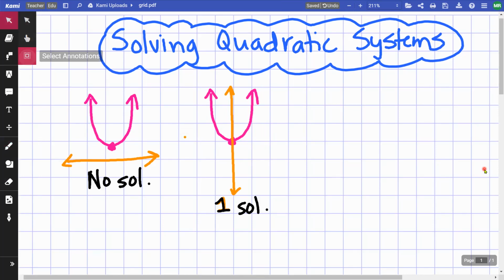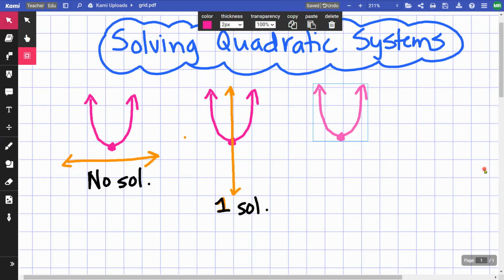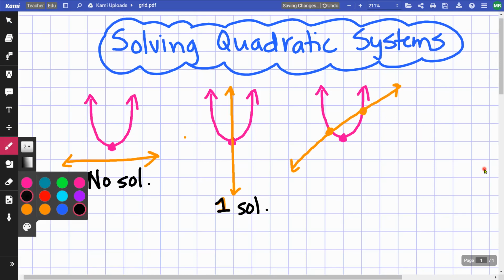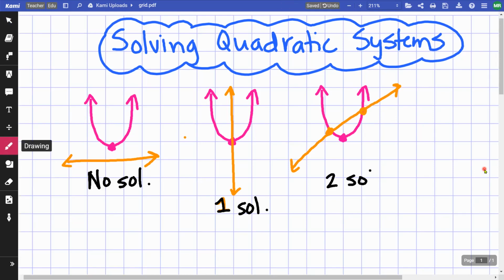We might also have a situation where we have a parabola and we have a line, and it could be going horizontally through it or diagonally through it, but it ends up crossing at two different places, and we get two solutions. So unlike a line where we're going to get no solutions or one solution, or it's the same line, we could get two solutions. We never get two solutions only with two lines, never.